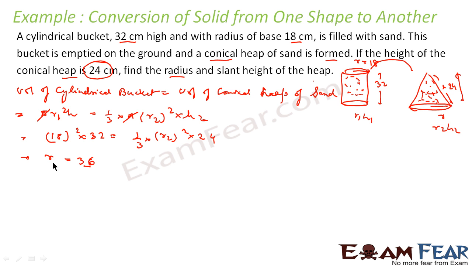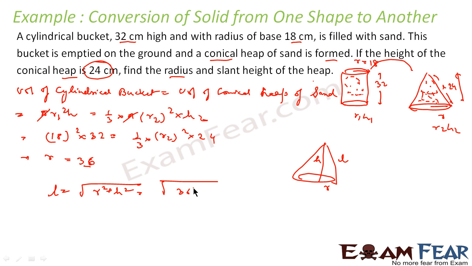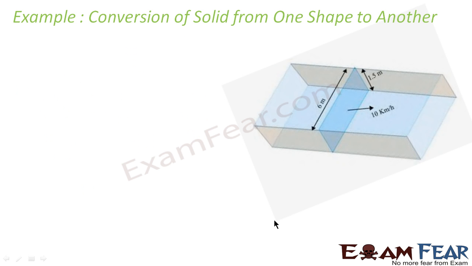So once we have got the value of r, we can find the slant height because this is a cone. If this is l, this is h, and this is r, you know that slant height is nothing but root of r square plus h square. In this case, r is 36. Root of 36 square plus h, which is 24, so you get the value. Solve it. You get the value of l. Correct?